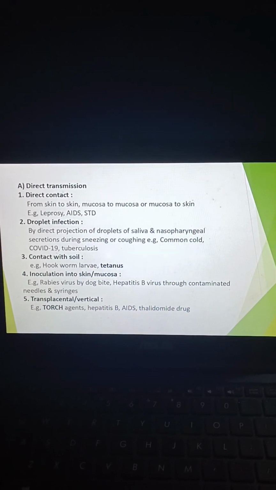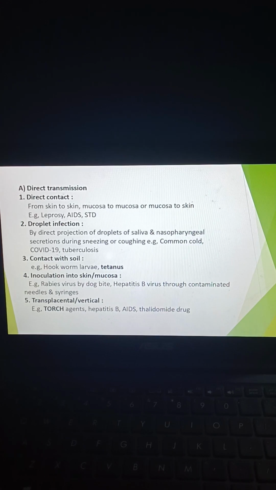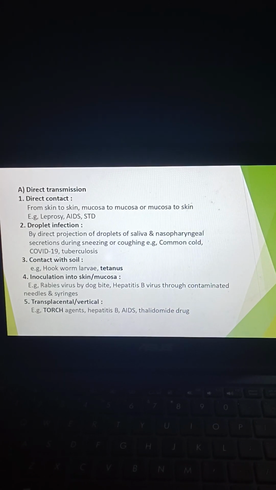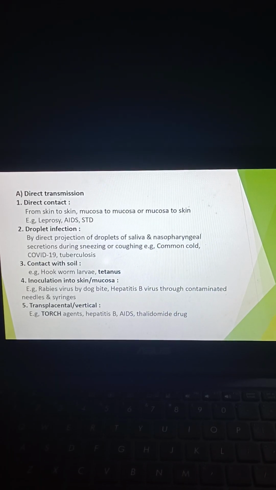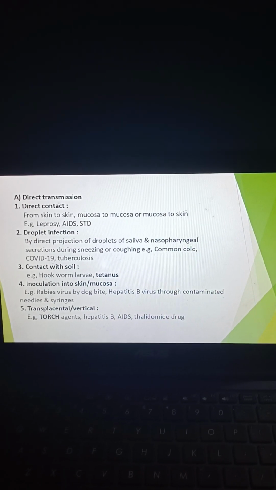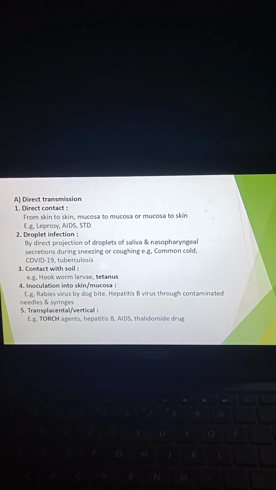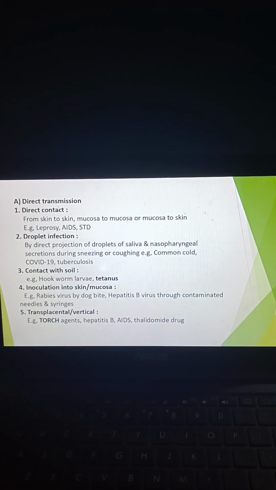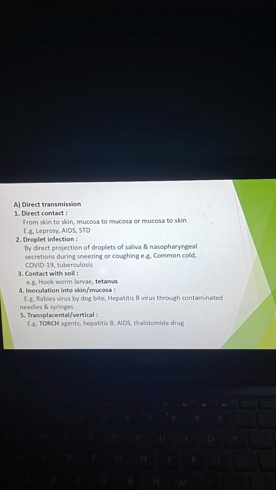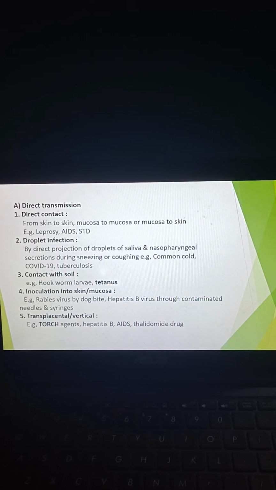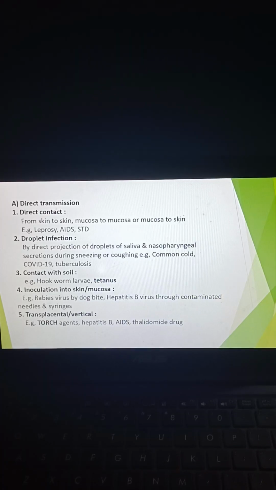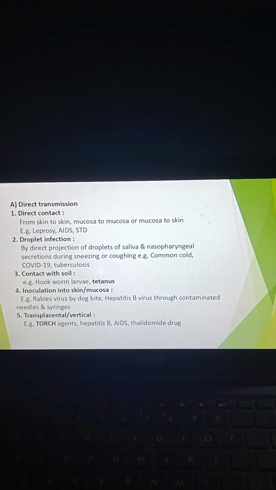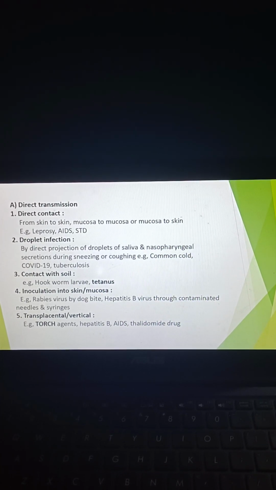Then coming to direct transmission: direct contact from skin to skin, mucosa to mucosa, or mucosa to skin. For example, leprosy, acquired immune deficiency AIDS, STD, sexually transmitted diseases. And then coming to droplet infection. Droplet infection is by direct projection of droplets of saliva and nasopharyngeal secretions during sneezing or coughing. For example, common cold, COVID-19, tuberculosis.